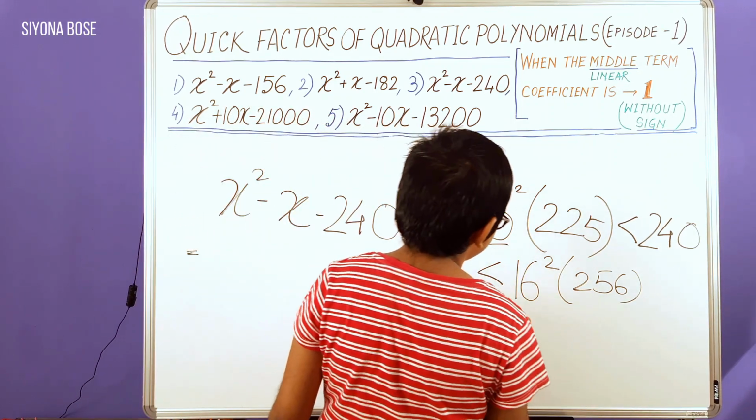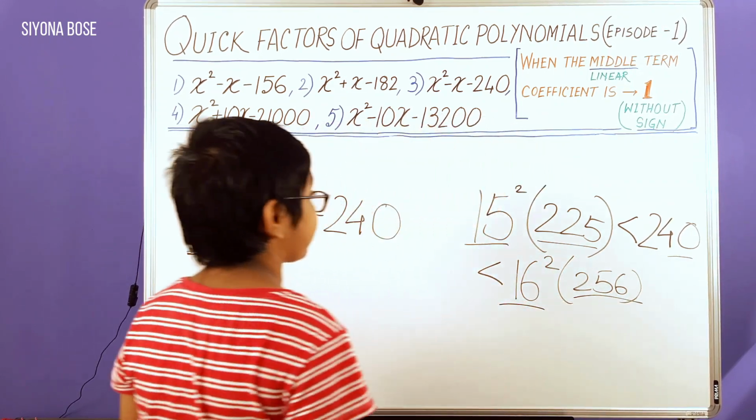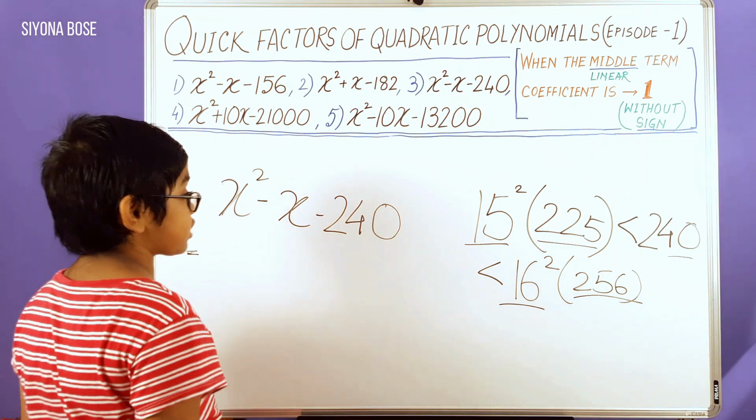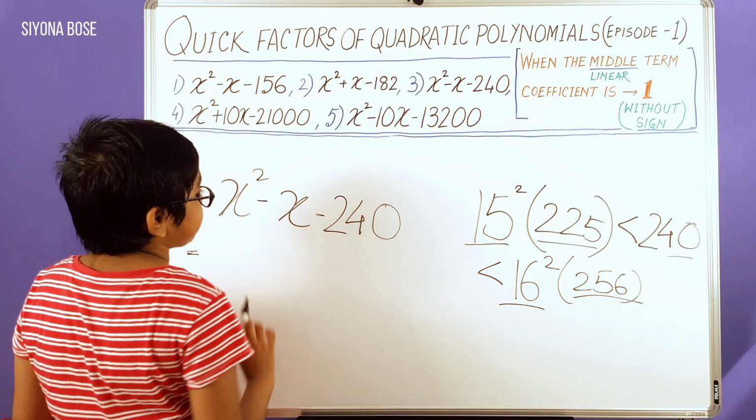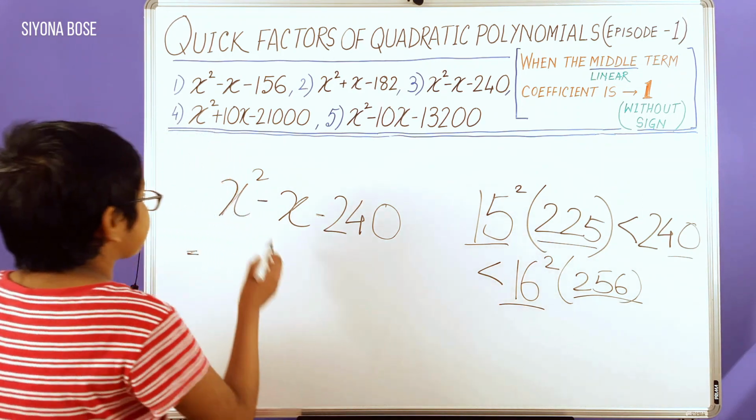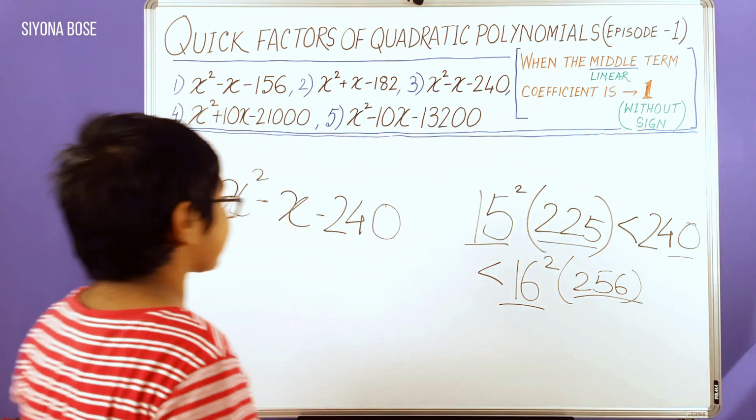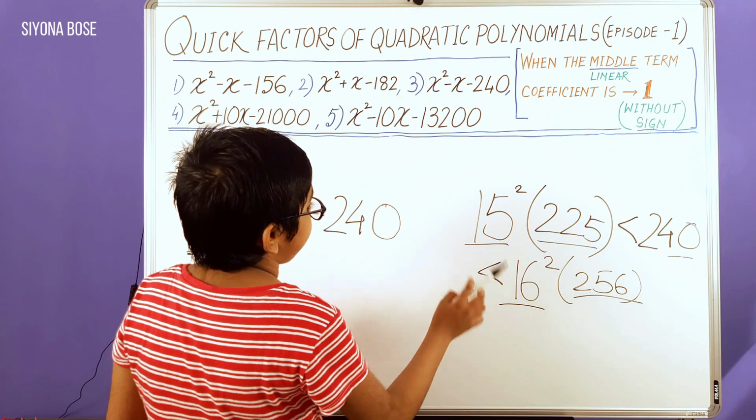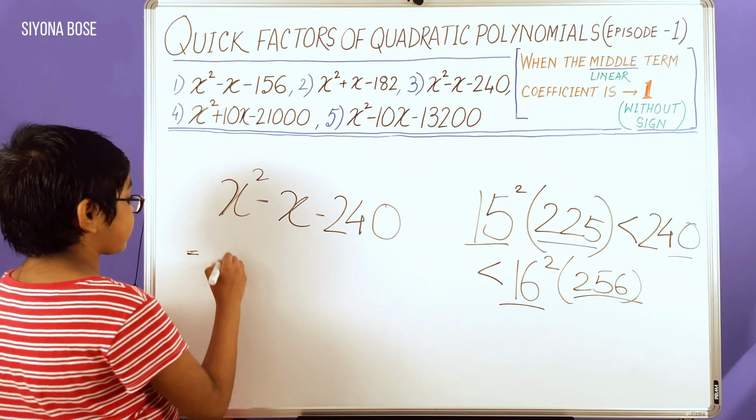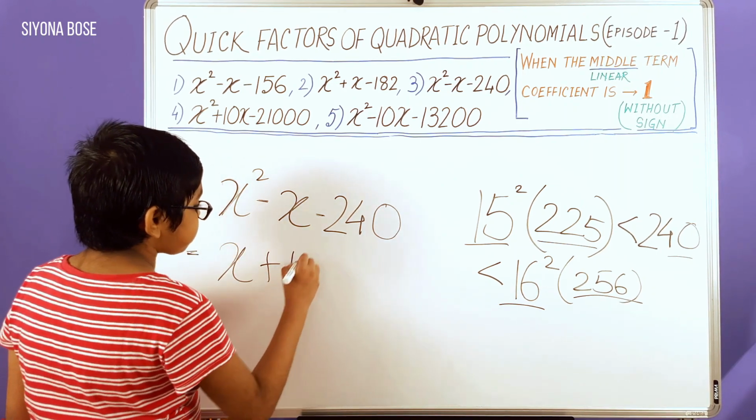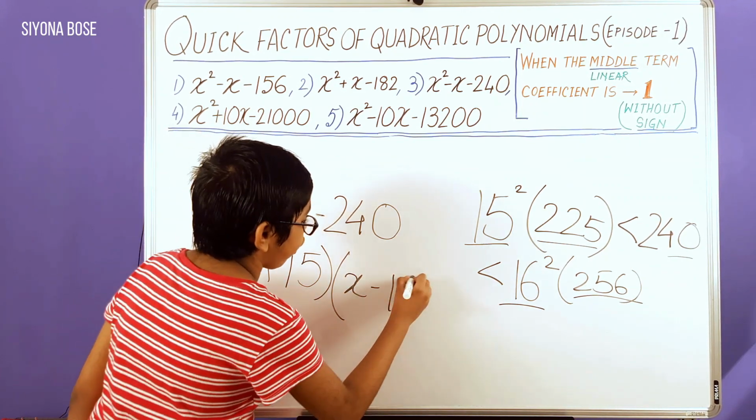The correct factors are 15 and 16, and we have 240 located between these two consecutive perfect square numbers. And we have the same case as the first one. We have a negative sign from 240, and you know what that means. We need to find the difference between the terms, and we have a negative sign in front of x, which indicates that we need to write the negative sign in front of the bigger number and the positive sign in front of the smaller number. So accordingly, we can factorize our polynomial: x plus 15 the whole into x minus 16 the whole.